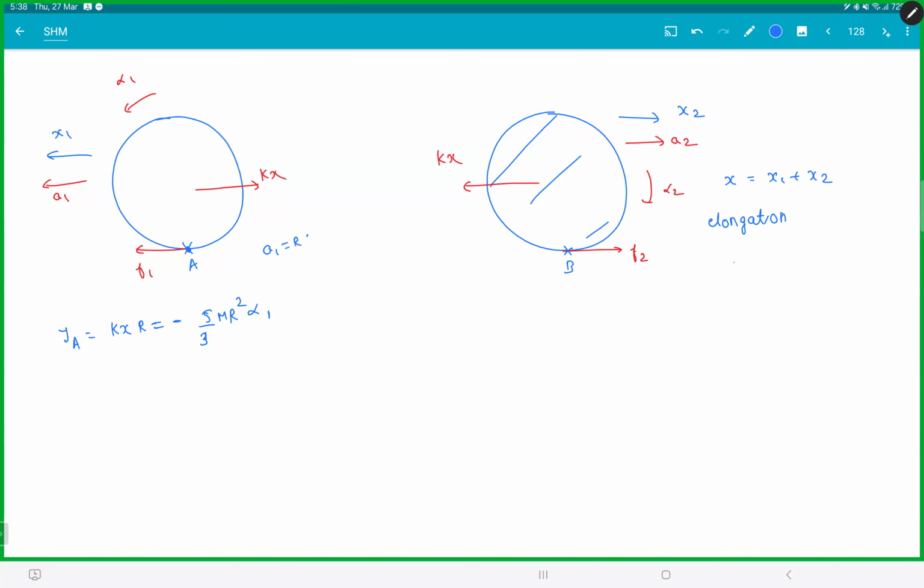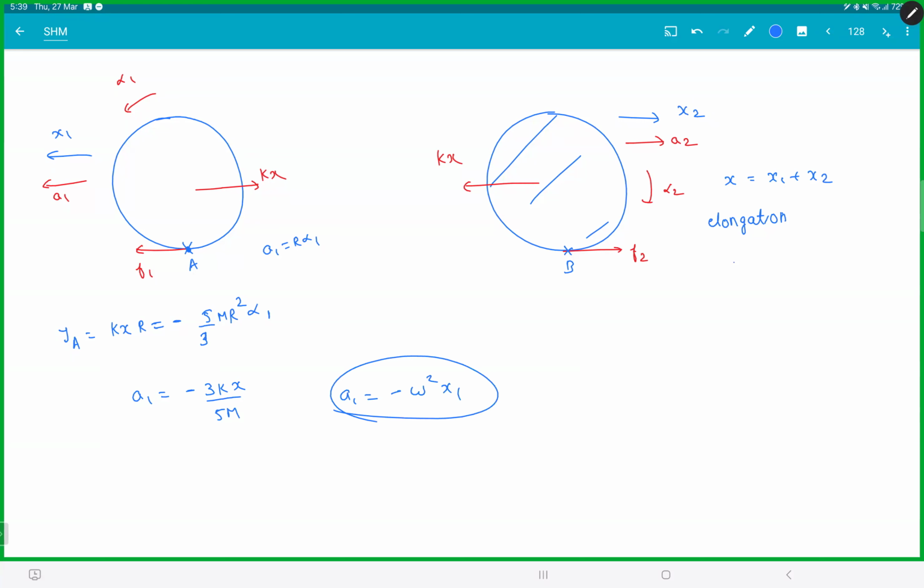So a1 is R alpha 1 here. So a1 will end up being minus 3Kx by 5m. Got this? Now be careful, don't say this is omega square. Why? When you pushed it by x1, you got acceleration a1. So a1 is equal to minus omega square into x1. ये होना चाहिए ना equation.